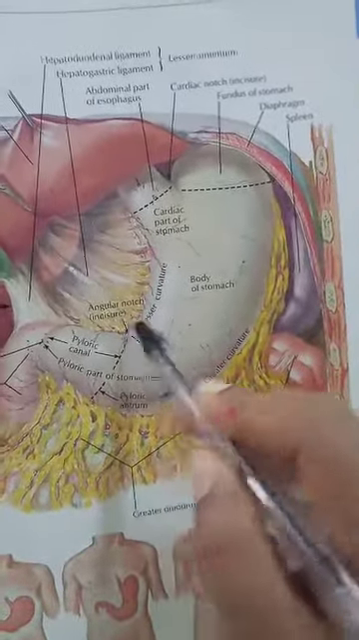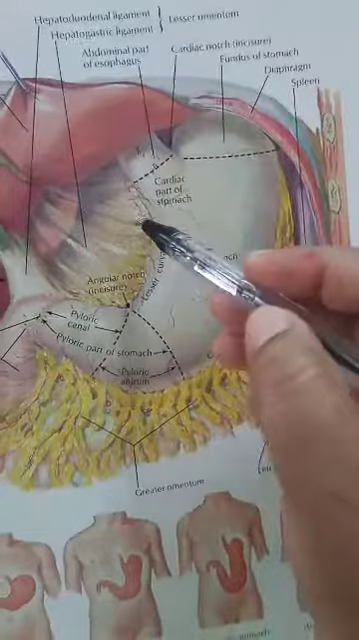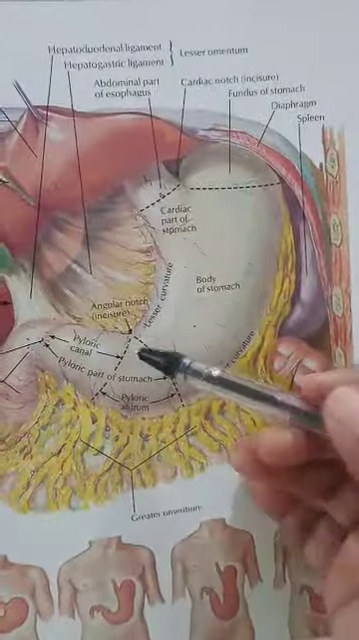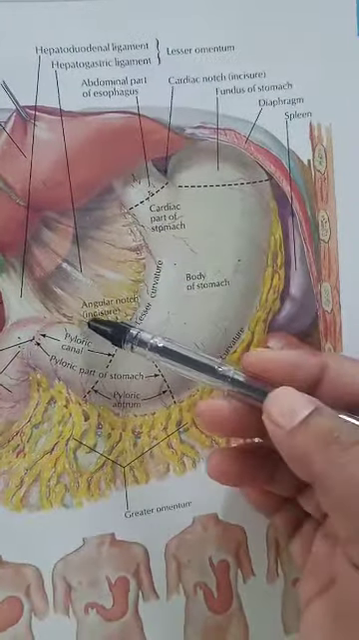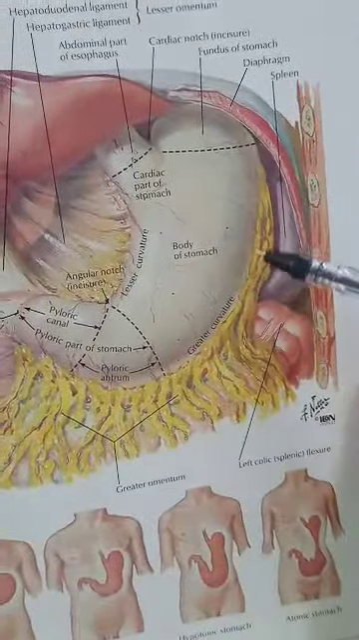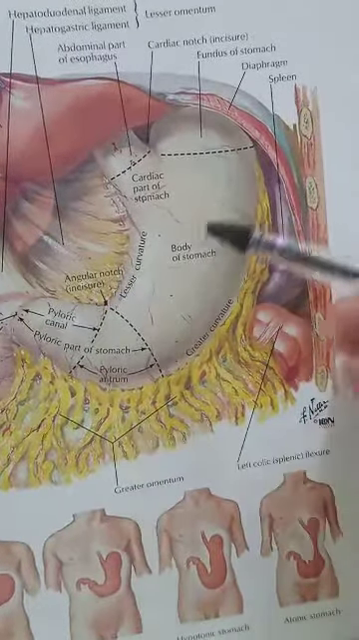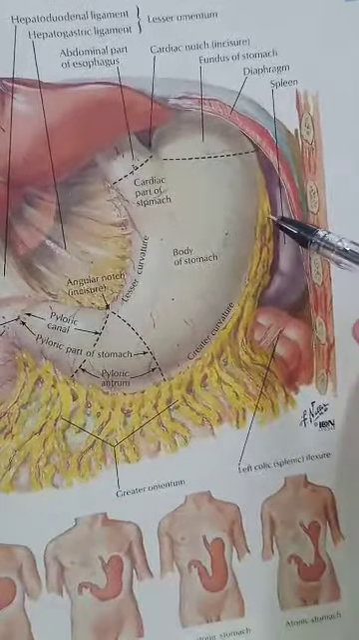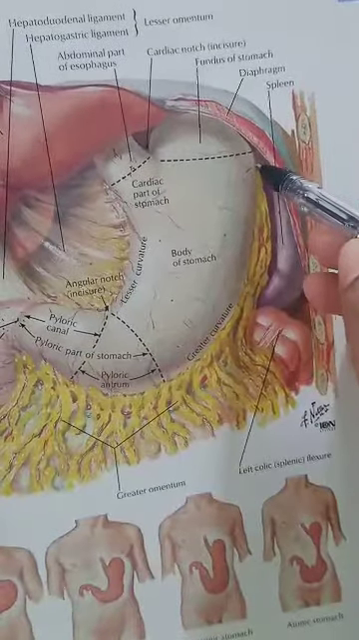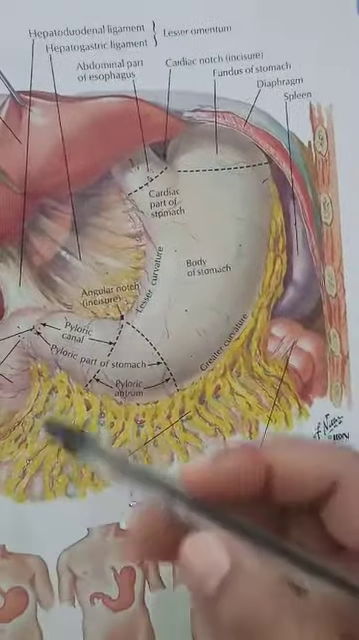Angular notch. Okay. And to the lesser curvature, we can see there is a fold of peritoneum, this yellow colored portion, that is known as lesser omentum. So lesser omentum is seen attached to the lesser curvature of the stomach. Then towards the greater curvature, here we can see greater omentum. And towards the upper part, it will be related to the gastrosplenic ligament. From the fundus part of the stomach to the spleen, there is one ligament, known as gastrosplenic ligament, which can be seen on the greater curvature.